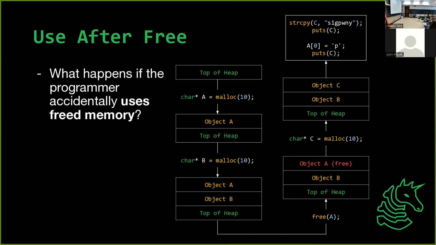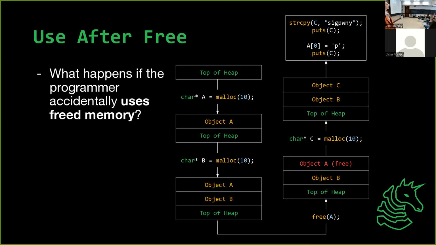So what happens if the programmer accidentally uses memory that has been freed, an address that has been passed to free? After we've gone through all these memory allocations, we execute the code at the top there. We copy SIGPwny to the memory address stored in C, and then we call puts, which prints out the string. Do people know what this is going to print? SIGPwny, right? Because you just copied SIGPwny into it and you're passing the string.